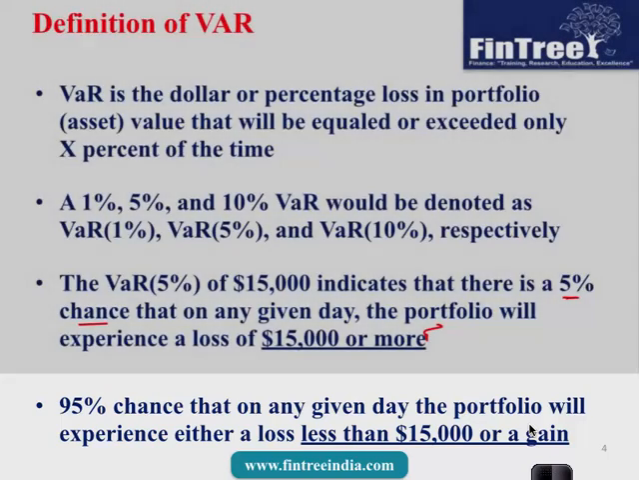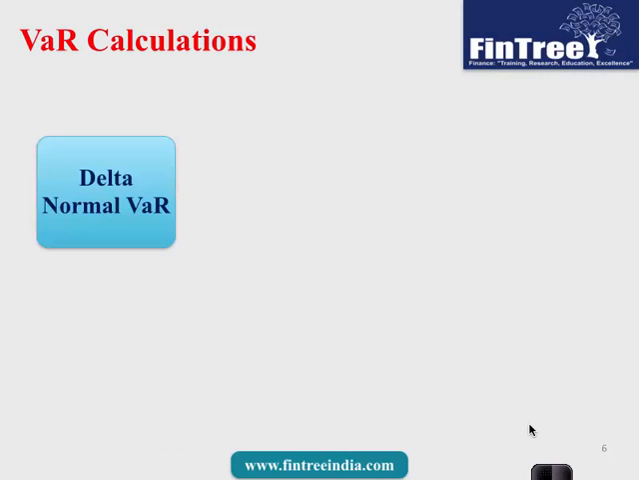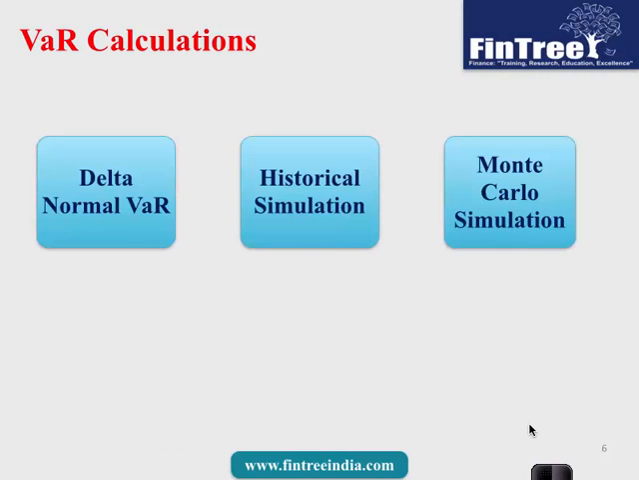Are we okay with this? So now we would look at the calculations. These are the three types of calculations that we would be looking at in this reading. The first one is delta normal VAR, then historical simulations, and then Monte Carlo simulation.